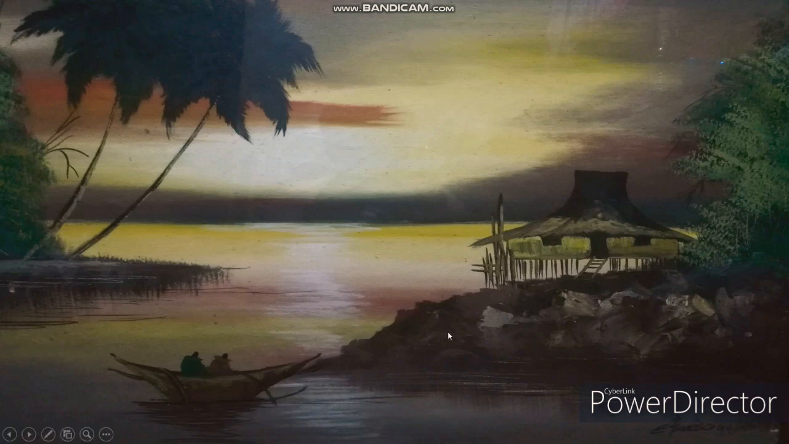So the seventh and last element is the space. As you can see in the painting, there are negative and positive spaces. But before identifying them, let me pop up on the screen a quick definition of positive and negative space.